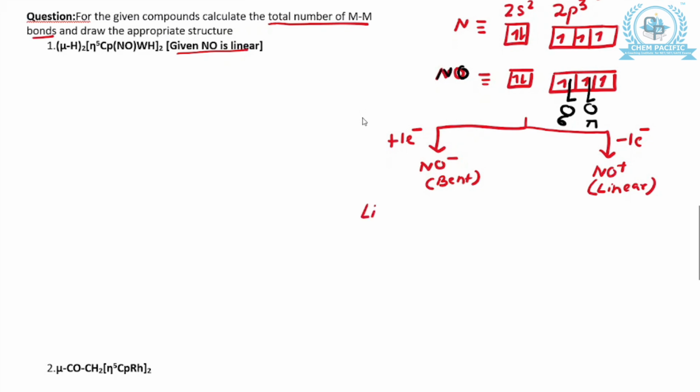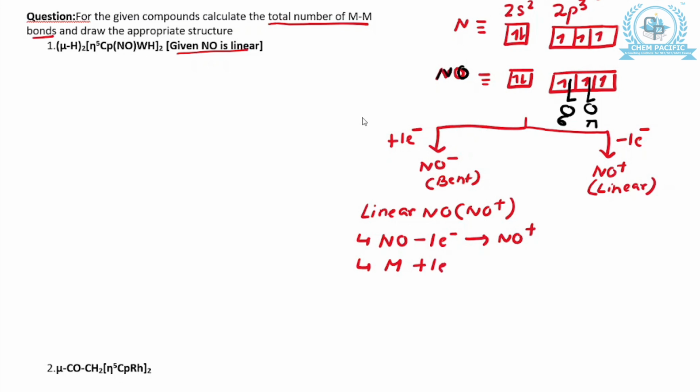So now you are having the linear nitrosyl. ठीक है, linear nitrosyl, and it is denoted by NO plus. तो NO plus कैसे बना? एक इलेक्ट्रॉन उसने क्या किया? NO will give out one electron and resulting in the formation of NO plus. So NO ने किसे इलेक्ट्रॉन दिया? मेटल को. ठीक है, इलेक्ट्रॉन दिया मेटल को. So metal jo hai, it accepts one electron and results in the formation of M minus.